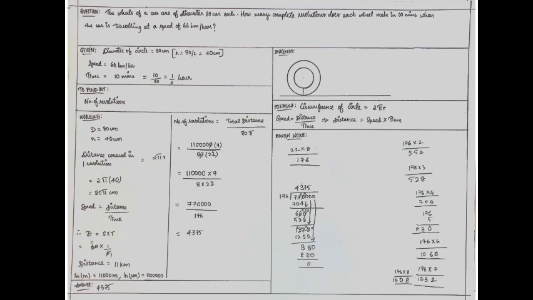Now we have to find the distance. We are using this formula, speed is equal to distance by time. To find the distance, we are going to multiply speed into time. If we simplify with the numbers, we get the distance as 11 kilometer.